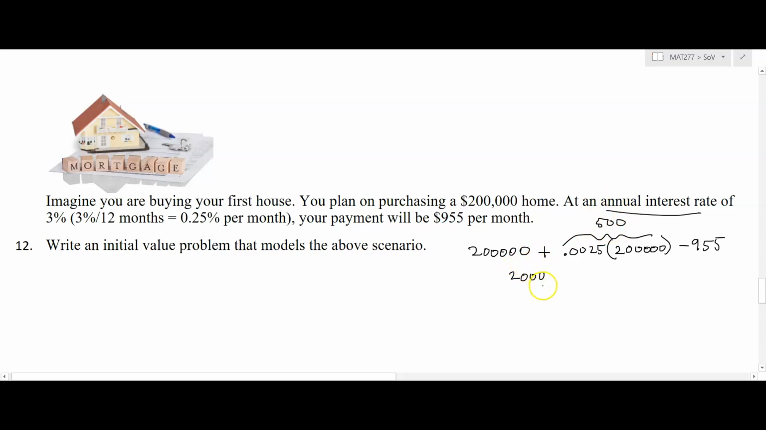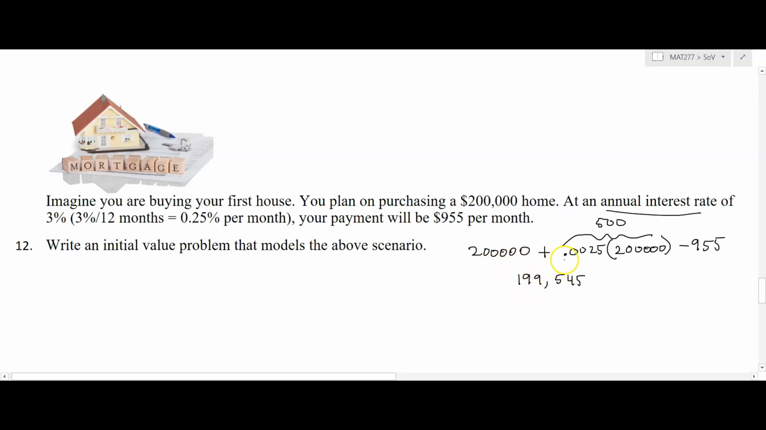And so if you take $200,000 and you add $500 to it, but then you subtract 955, you've actually dropped your balance by $455. So now you have a balance of $199,545, I believe. That should make sense. Yeah. So this is your new balance at the end of that month.